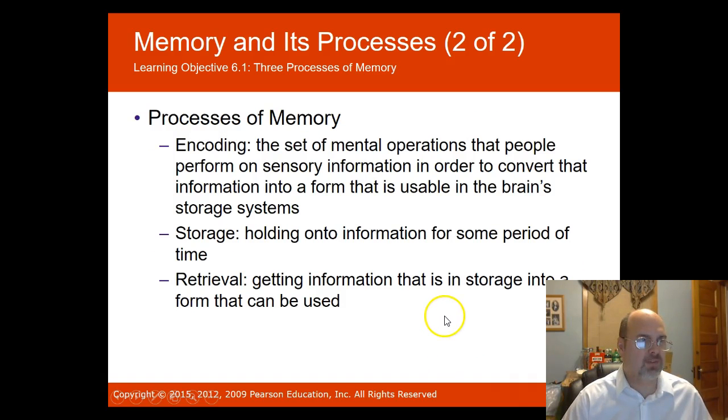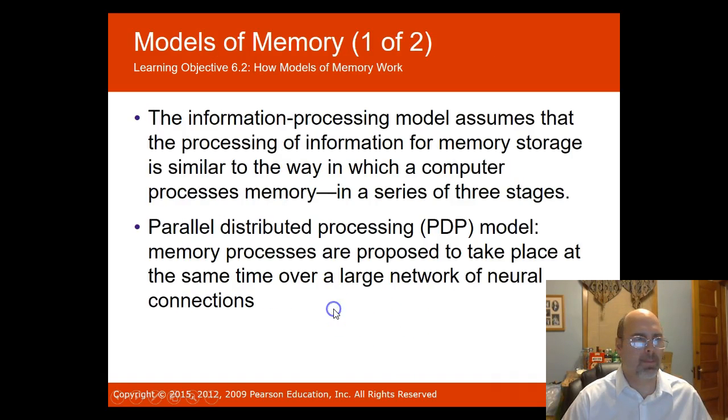First of all, the process of memory. Like I said, it was three steps. There's encoding, the mental operations based on sensory information, and then your brain converts that information to a form that's usable. And storage is long-term, short-term memory. We hold that information for some period of time. And then there's the ability to retrieve that information. So sensing, storage, and retrieval.